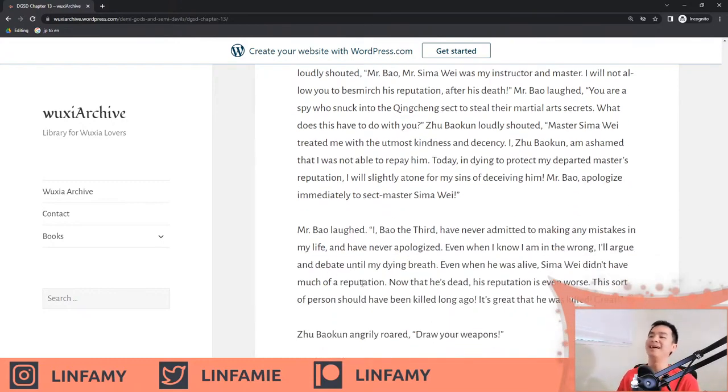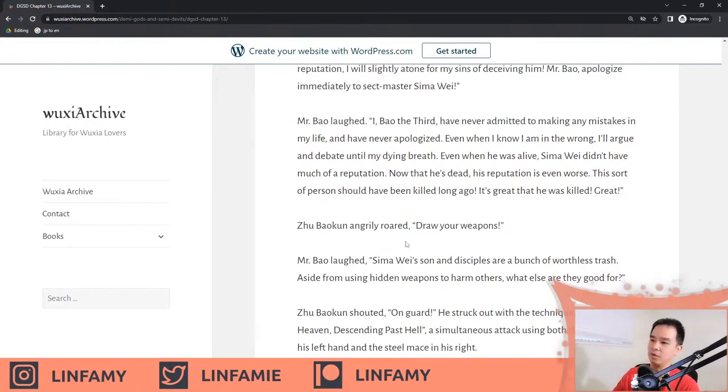Mr. Bao laughed. I, Bao the Third, have never admitted to making any mistakes in my life, and have never apologized. Even when I know I am in the wrong, I'll argue and debate until my dying breath. Even when he was alive, Sima Wei didn't have much of a reputation. Now that he's dead, his reputation is even worse. This sort of person should have been killed long ago. It's great that he was killed. Great!